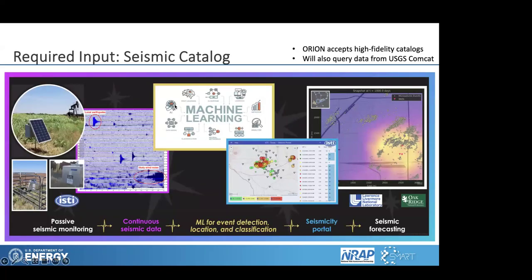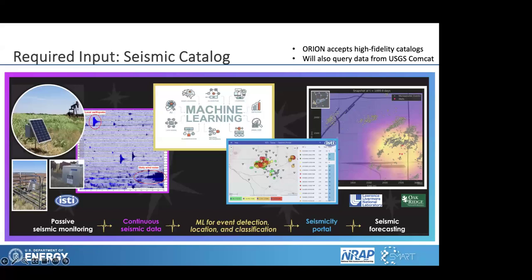And the second piece of information that's required is a seismic catalog. So Orion again accepts two different types of input. So one is the high fidelity catalog that might be computed by, say, an academic institution, or the USGS, for example, its Comcat catalog.